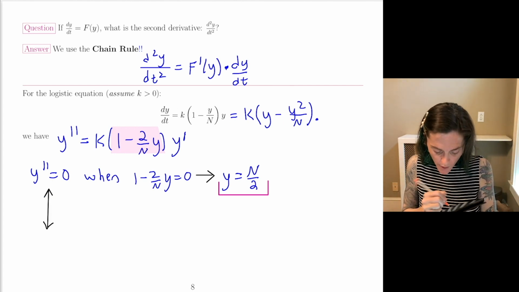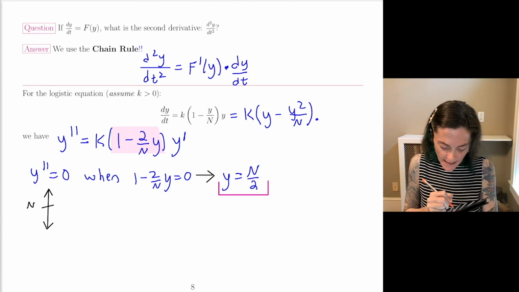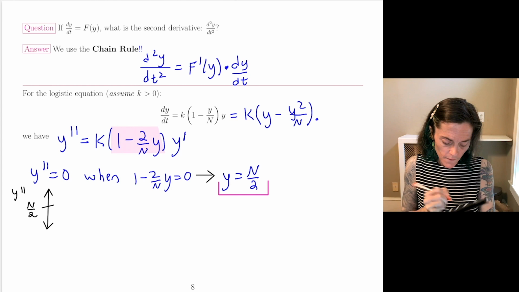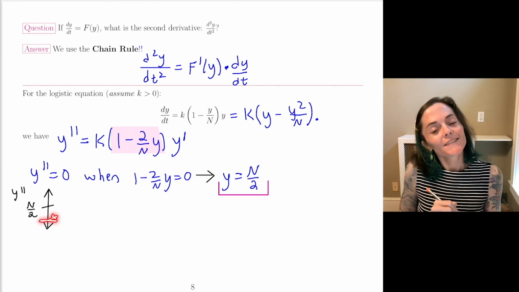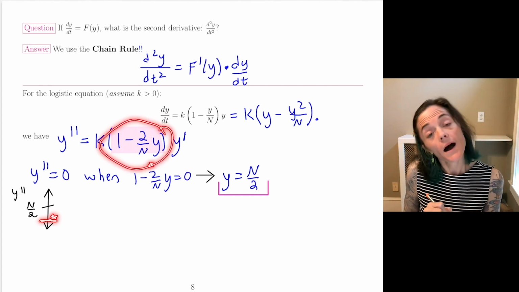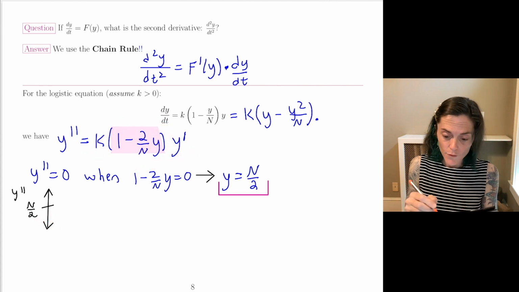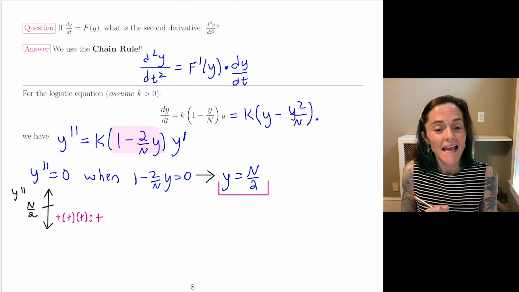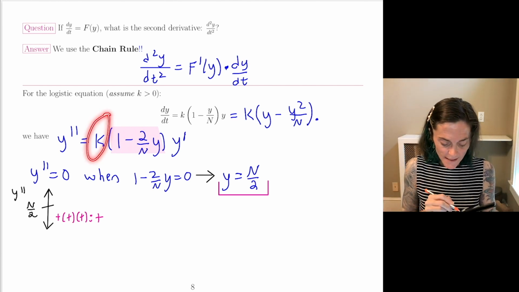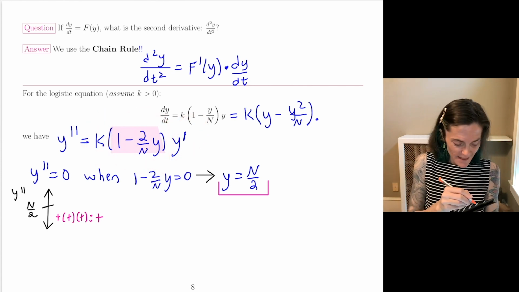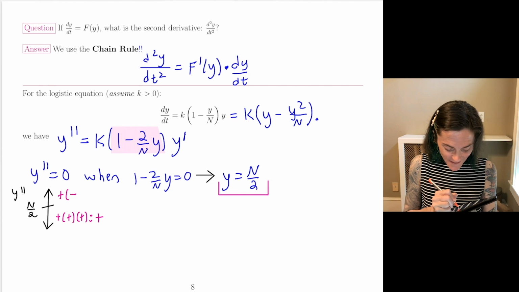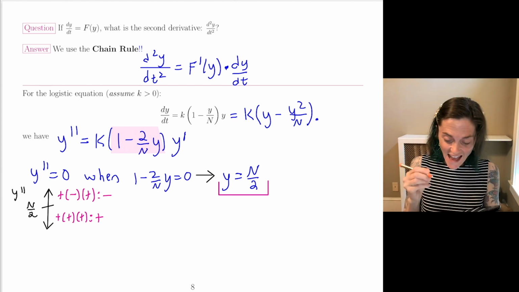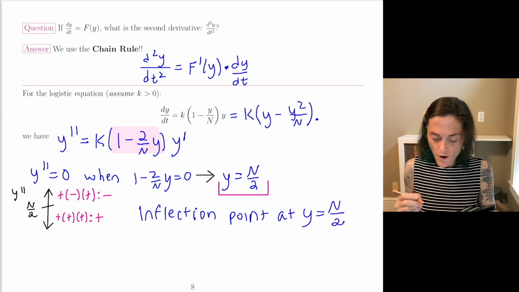So we could make a little number line where here is half the carrying capacity, but my number line is not for the first derivative, it is for the second derivative. So if we go slightly below N over 2, you see this positive, this positive, positive. We have 3 positives, so plus, plus, plus, positive. If we go slightly above N over 2, positive, positive, but this one, negative. So we have positive, negative. What is this saying? Well, we have an inflection point at y equals capital N over 2.